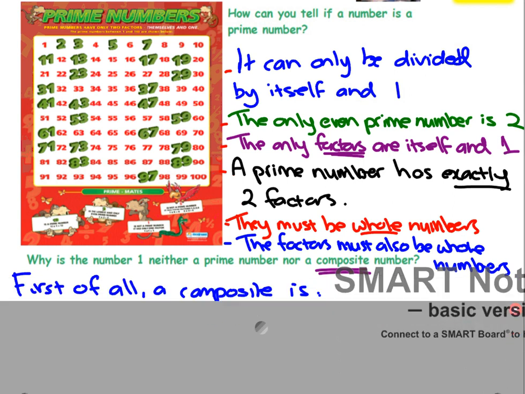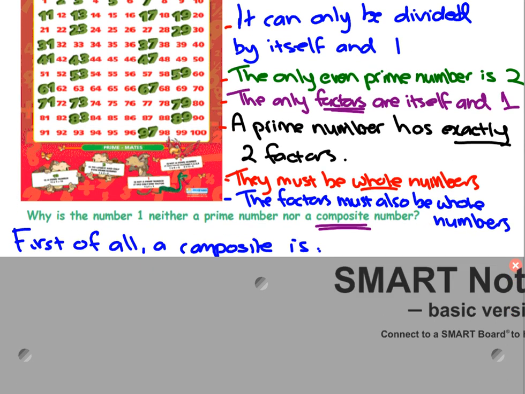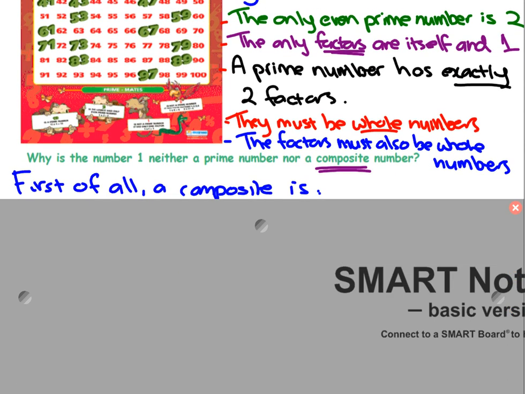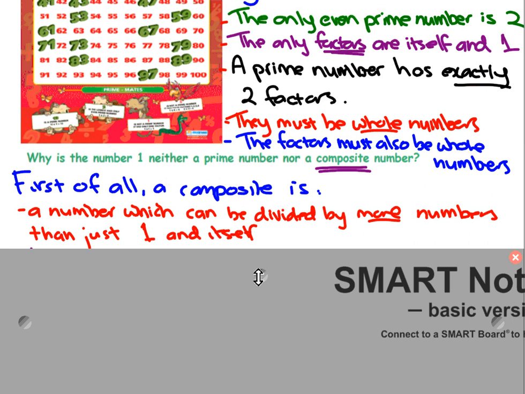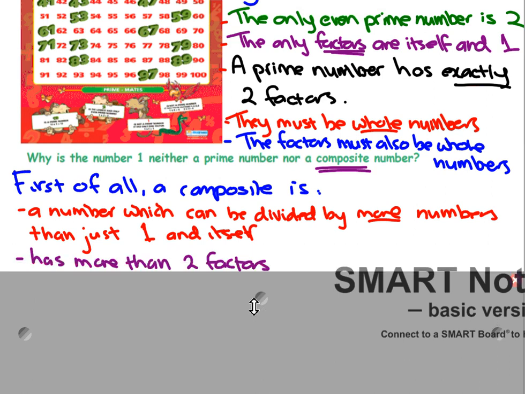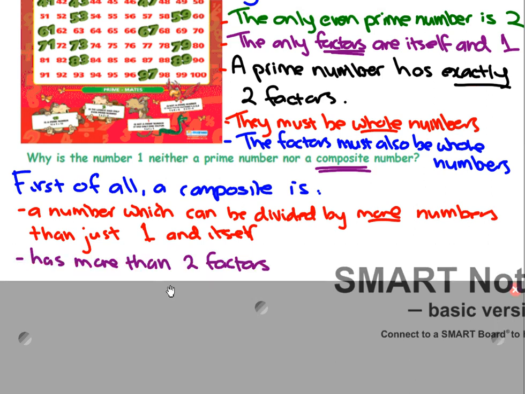So first of all, let's define what a composite number is, because you might have heard of the word composite number before. So I'll give you some notes on that. First of all, a composite number is a number which can be divided by more numbers than just 1 and itself, is a way of looking at it. A number which has more than 2 factors is a way I tend to look at it. So, for example, 9 is a composite number because it's got more than 2 factors. It's got 1, 3, and 9. So I use the purple definition mainly, more than 2 factors, but both definitions can help you have a good understanding of it.